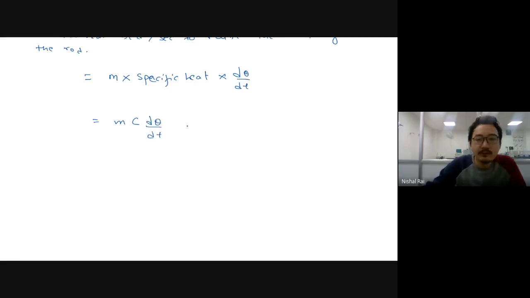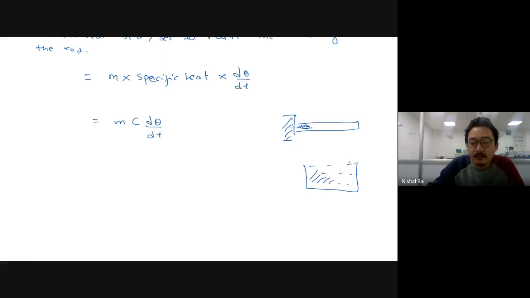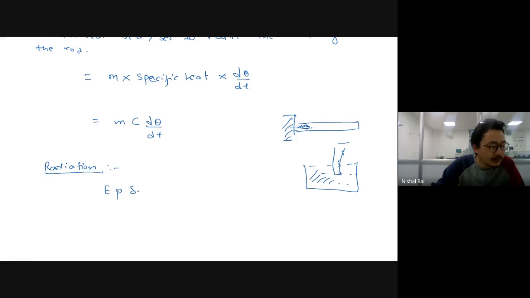This is one way in which the heat is getting transferred from one body to another. This is how the heat used to flow. Previously, we used to consider water and a thermometer, and we used to note the temperature, and this is how it changes with time. Now, the second way is radiation. For radiation, I'm just going to write the term which you are going to learn later. Through radiation, it's given by E P delta x theta.